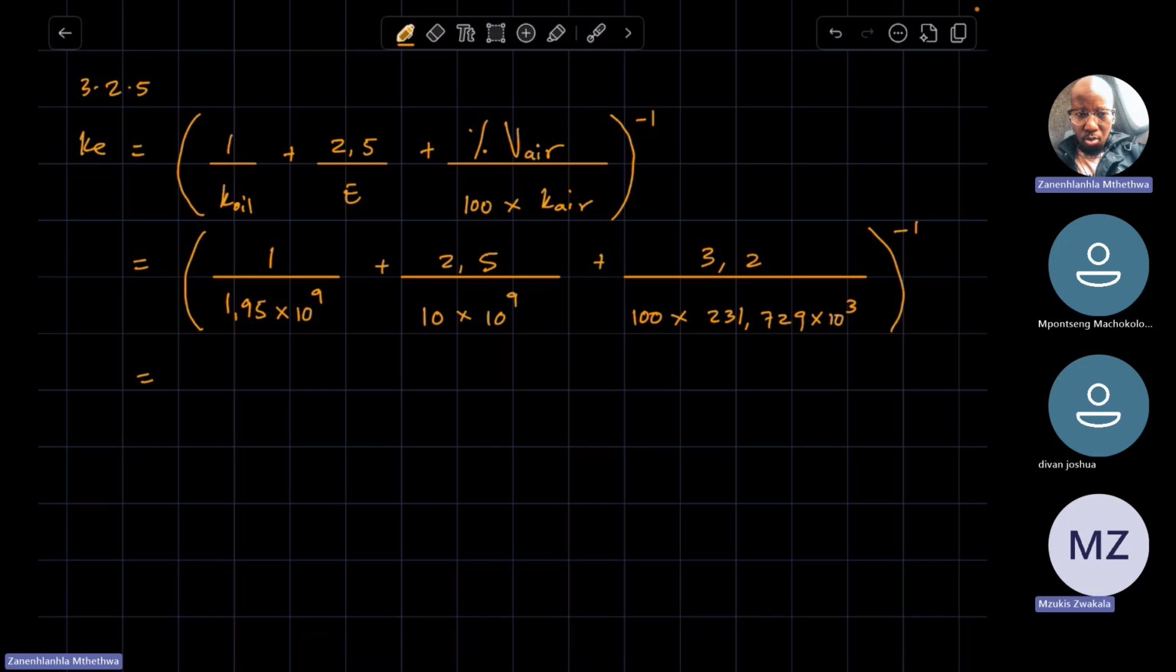No, the gentleman that just gave us the magnitude. I made a mistake here. It's supposed to be 231,729, not 79. All right. 729 times 10 to the 3. All of this inverse. Right, so I am getting 7,202 megapascals.